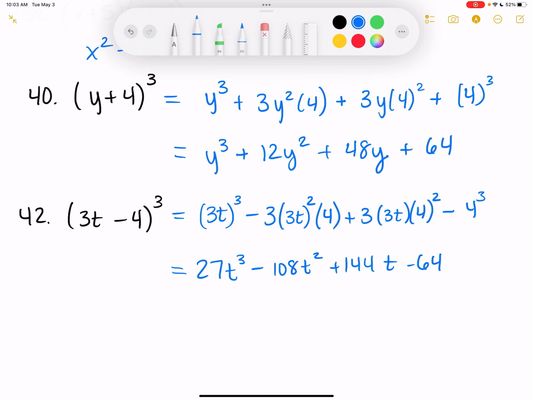All right. Last one. I want you to try this one completely on your own. We'll let it be a race for a piece of candy.